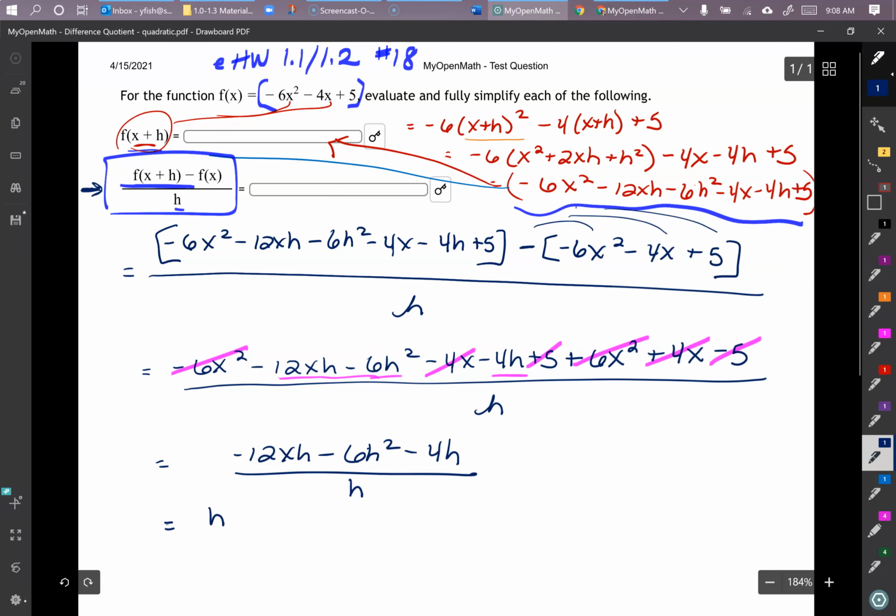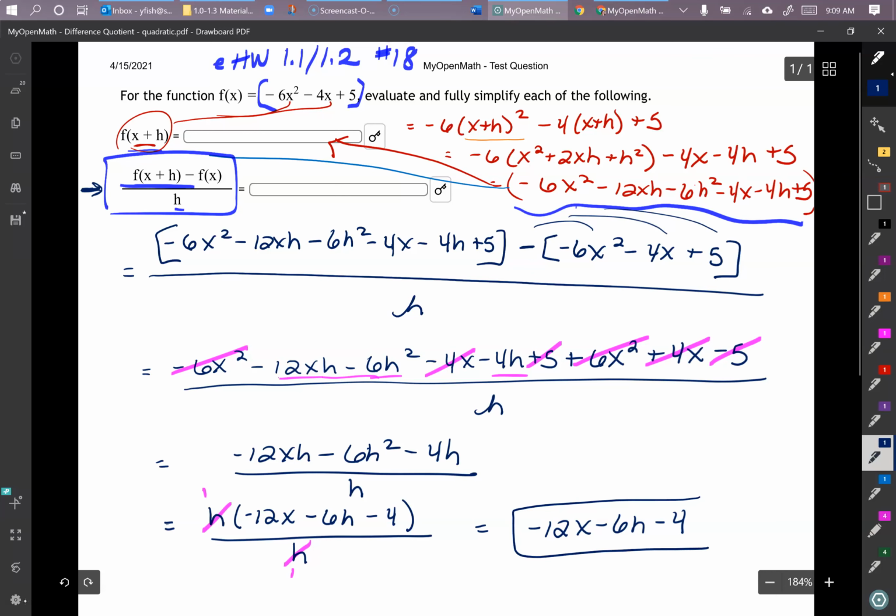So factor out the h, and then you get negative 12x minus 6h minus 4, all divided by h. This is what we mean by simplifying until you can cancel an h, and then actually go ahead and cancel that h, or reduce is a more appropriate term. And then your final answer would be negative 12x minus 6h minus 4. And pop that in up here and submit, and hopefully yours will work out.